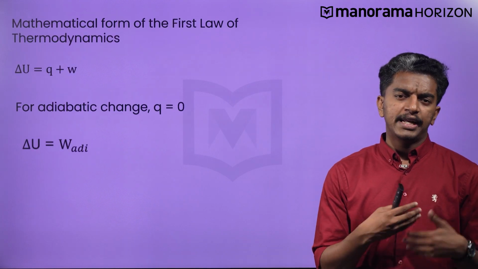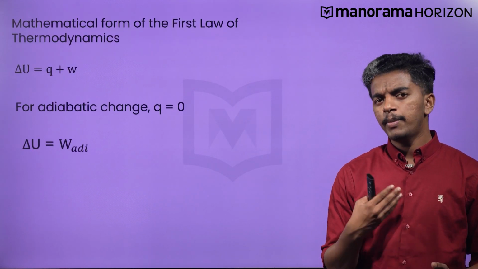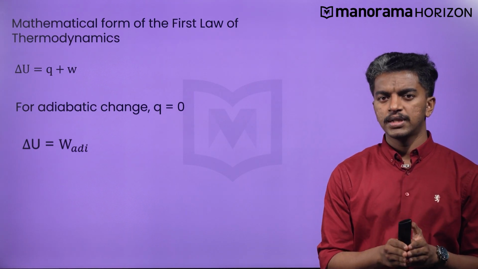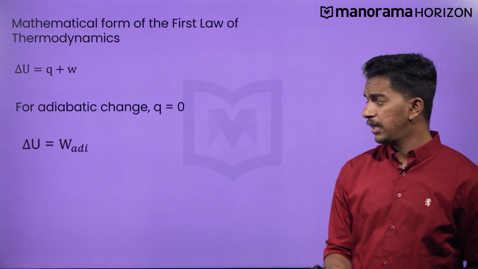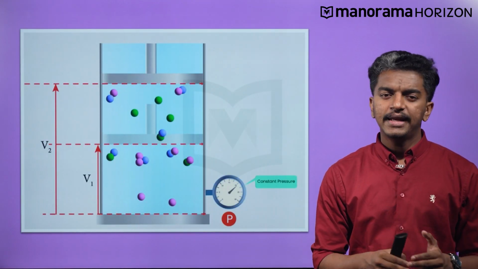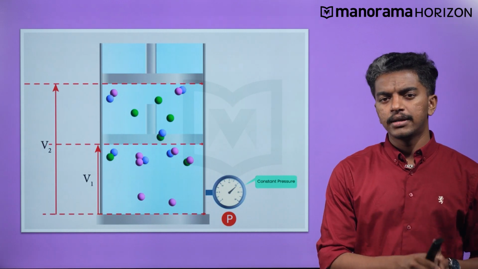Now, what about an adiabatic change? Well, for an adiabatic change, Q is equal to 0. Hence, the work done during an adiabatic process is the same as the change in internal energy. Here, you have learned that at constant volume, the heat content is the same as internal energy.